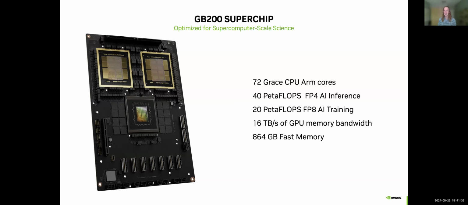Well, a Grace Blackwell superchip is that, but it's the size of a small computer monitor. It's huge. And it has 2 Blackwell GPUs and 1 Grace CPU. So this is the same Grace CPU you get in the Grace Hopper or the Grace, the exact same one. But instead of 1 Hopper GPU, you have 2 Blackwell GPUs.